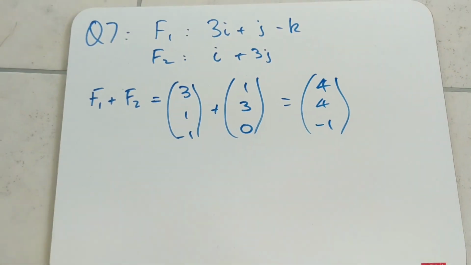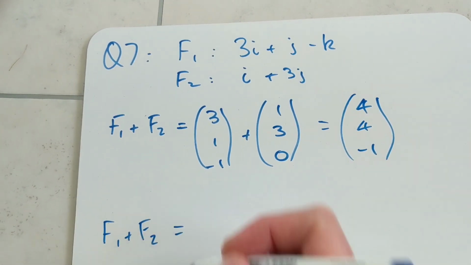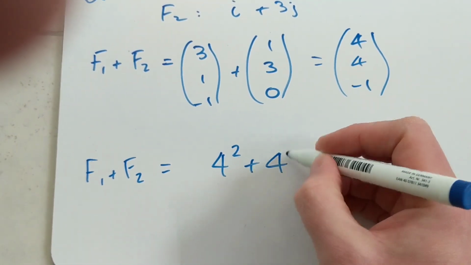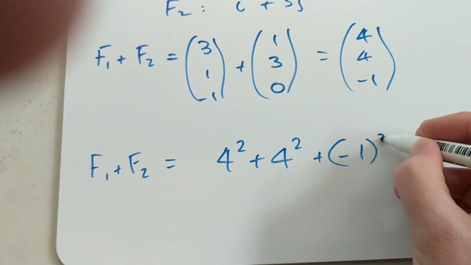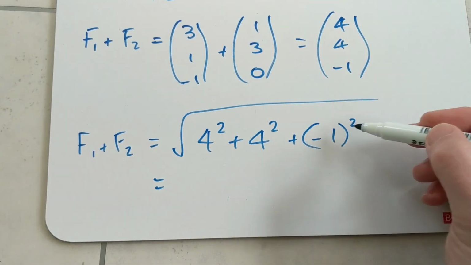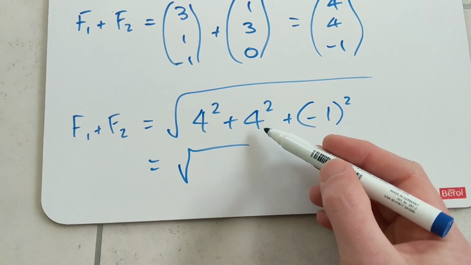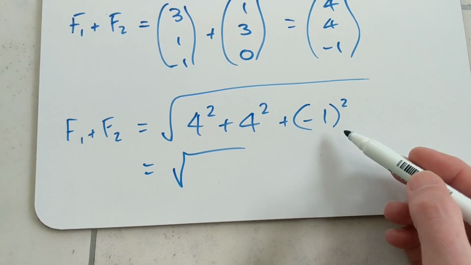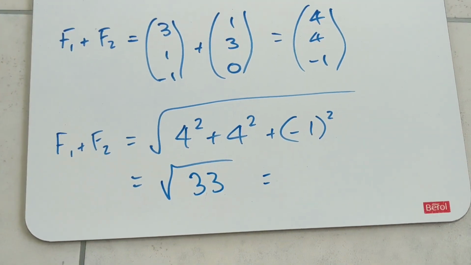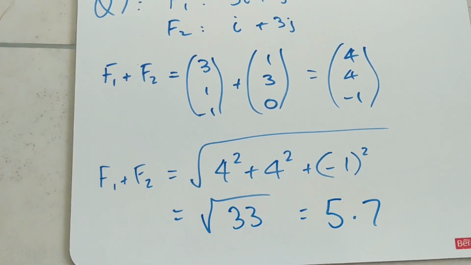is your vector. And if you want to get the magnitude of that vector, F1 plus F2 equals, it's the numbers in your vector squared added together under a square root sign. Remember, any negative number put in brackets. Gives you 4 squared and 4 squared, 16 and 16 is 32, and another 1 is 33. So root 33 is fine, which also, if you were doing it in calculator, would give you about 5.7. And that's the homework finished.